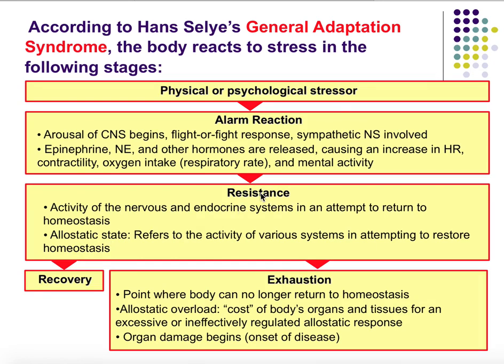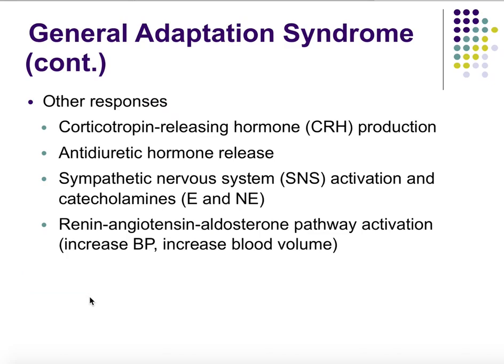Then the second stage is resistance. This is when the activity of the nervous system and the endocrine system is reestablishing homeostasis, or attempting to do that. If we are able to successfully reestablish homeostasis, then we have recovered, we're on the last stage, and everything's back to normal. If we are not able to, then we have the stage of exhaustion. This is the point where the body can no longer return to homeostasis, and we have this allostatic overload. And this is when organ damage and disease can start to set in.